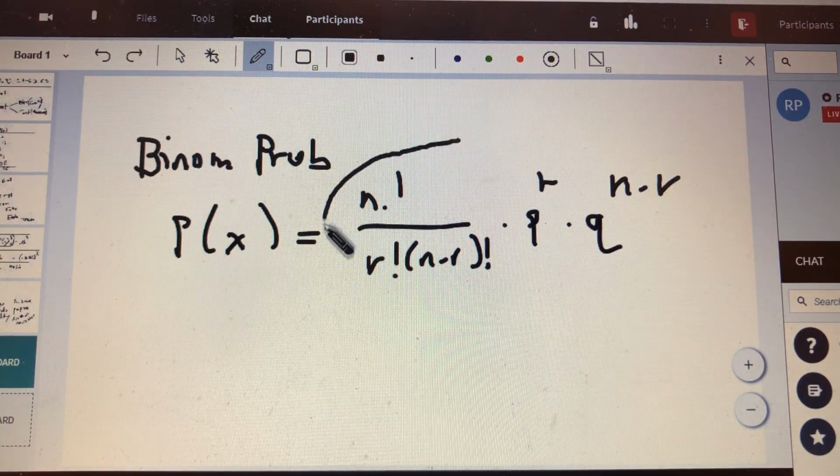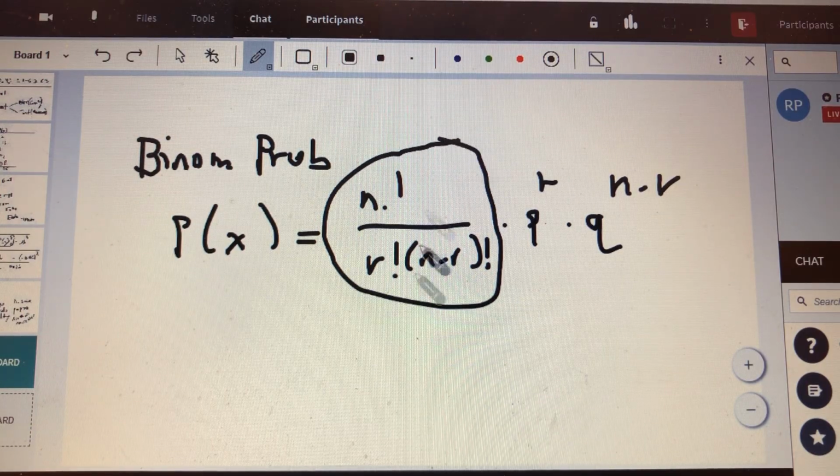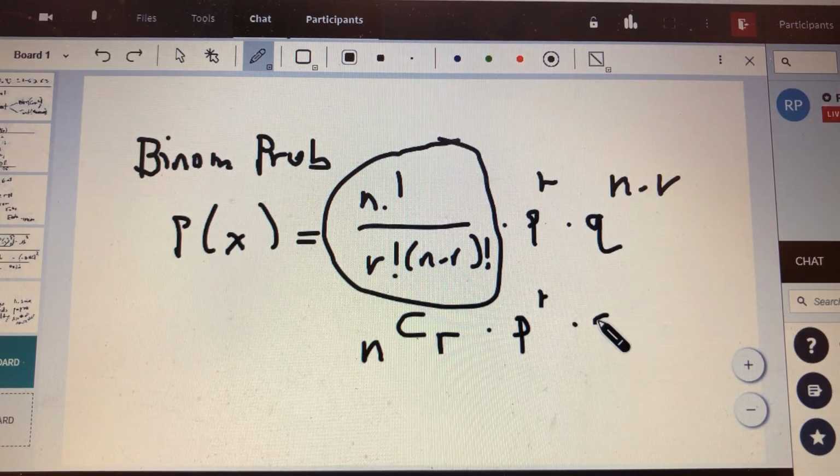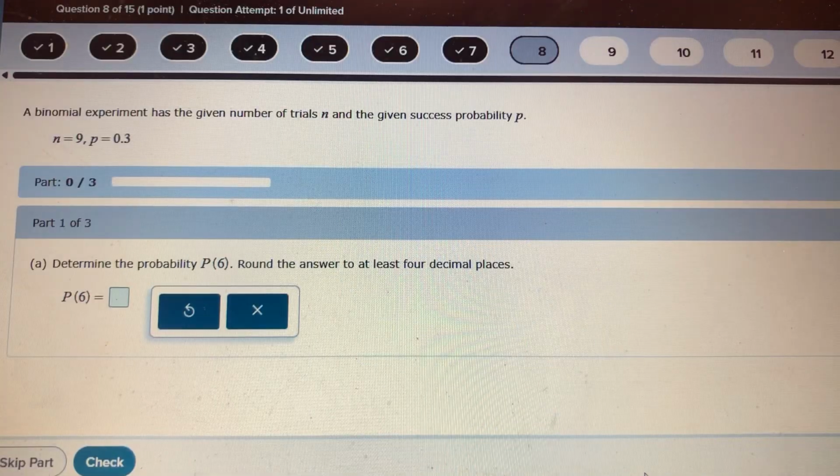This big messy fraction is literally nCr. That's the formula for combinations that we learned last video. So it's probably easier to think about it this way. In the first part of number 8, they asked me to do the probability of 6, given that n is 9 and p is 0.3.